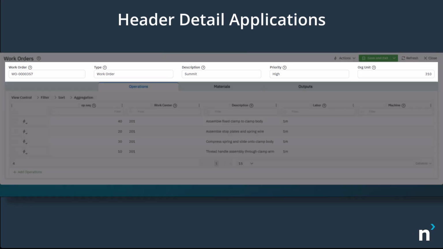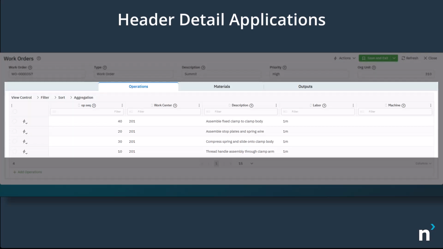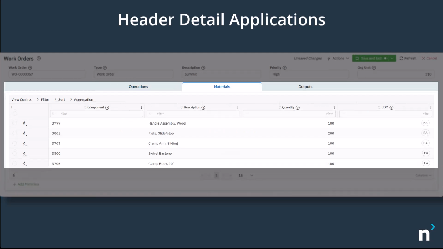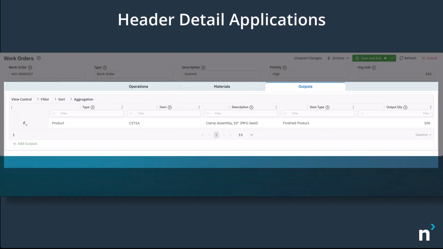The header section includes the work order number, description, and priority level. The first detailed page outlines the steps of the operation. The second lists the required materials, and the third specifies the expected outputs of the work order.